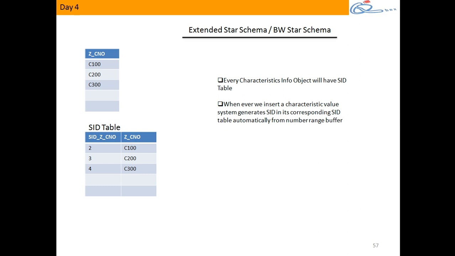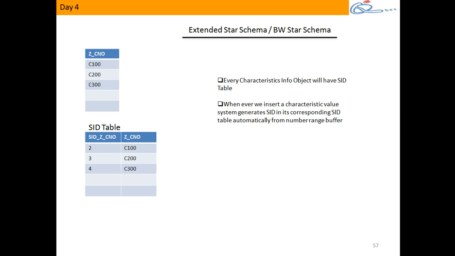Because C100 is alphanumeric, when you process alphanumeric data, it is much slower. So by using this SID table concept, we are converting this alphanumeric value to a numeric value. Then from next onwards, I start processing 2. Whenever I want to process C100, I will be processing number 2. Wherever I want to perform a SQL or select query on C200, I will be using number 3. So it is representing one integer number for every characteristic value combination, and it uses those SID values in the next level tables. So when the numerics come into next level tables, processing of those tables will be much faster.